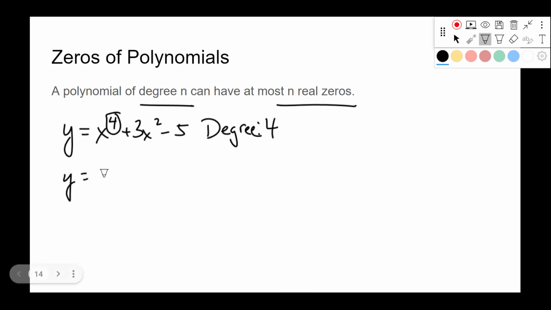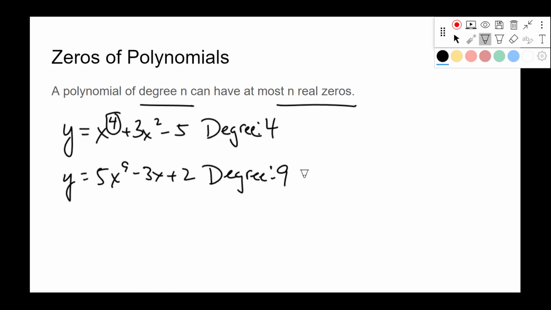If I had y equals 5x to the ninth minus 3x plus 2, that's degree 9, which means that this graph could have at most 9 real zeros, 9 x-intercepts at the most. It could have less than that because some of them could be complex numbers, which you learned about in Algebra 2, but at most it can have 9 real zeros, 9 x-intercepts. Okay, so that's the first thing that we're going to talk about here.